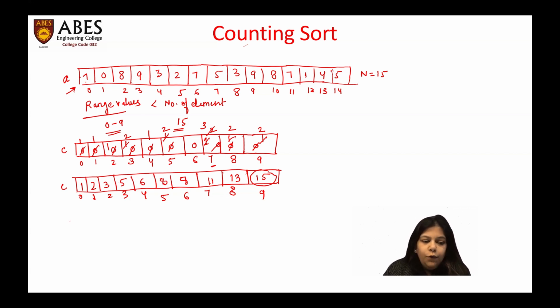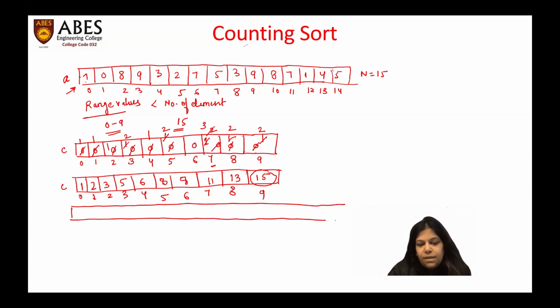Now what we have to do is construct another array which will be called the output array. Suppose the output array is represented by B. And definitely the number of elements in the output array will be the same as that of the input array. So let me just create this array having indexes from 0 to 14.